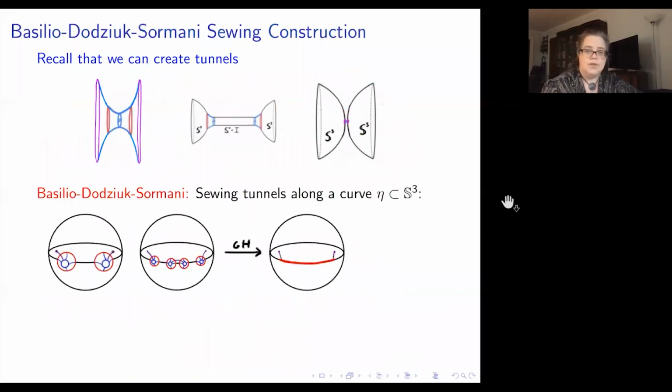And what we did was we just defined a notion called sewing tunnels along a curve. So if you have a sphere here and we have a curve, say along the equator here, this is a three-dimensional sphere. What we can do is we can cut out balls. So in our first Riemannian manifold in the sequence, we cut out two balls from a sphere and we glue in one nice fat tunnel.